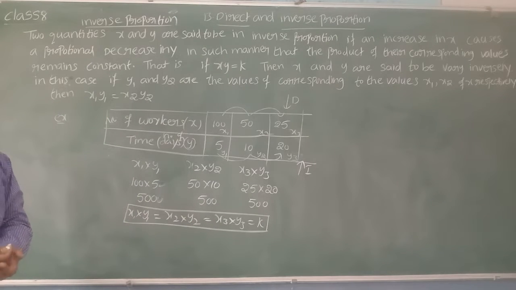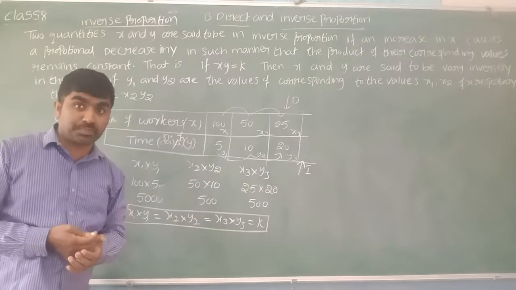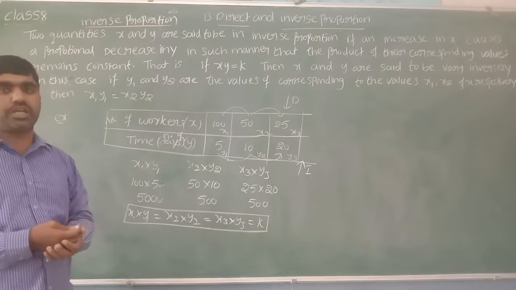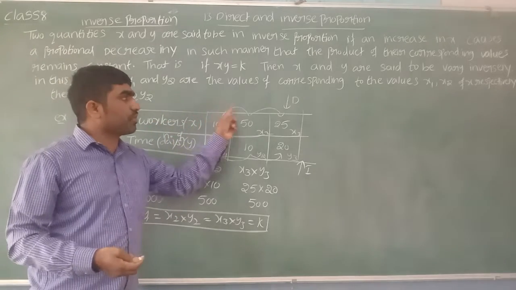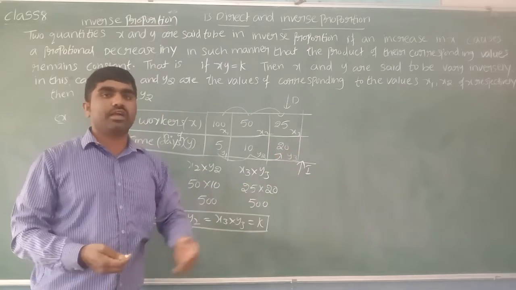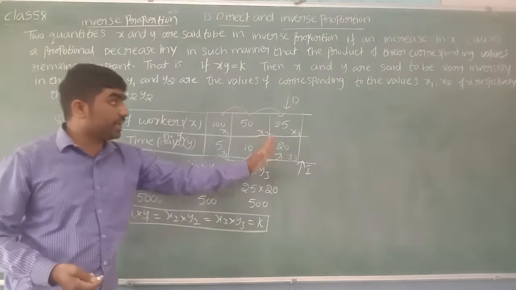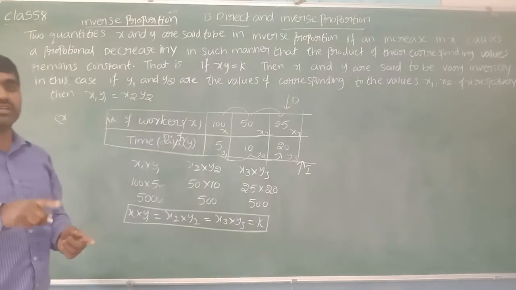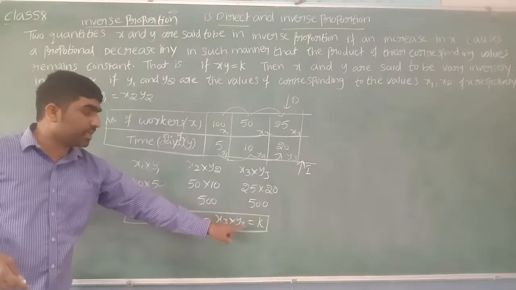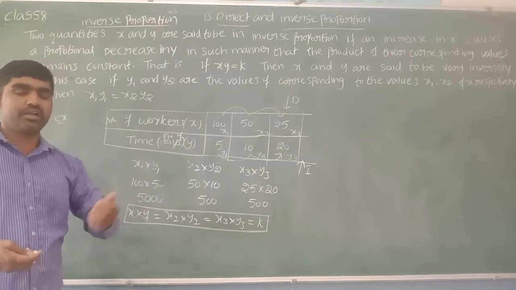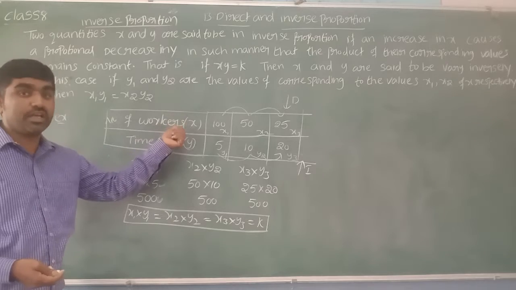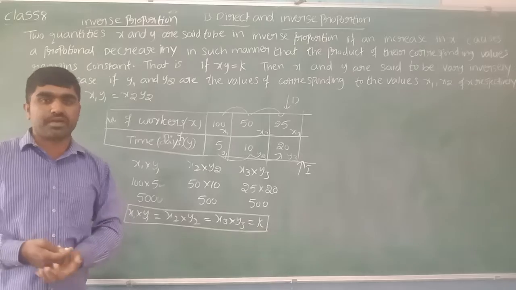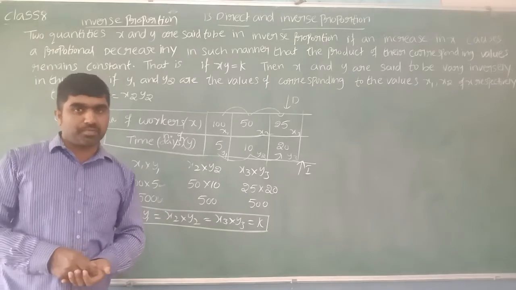Hope it is clear. Two quantities are said to be in inverse proportion if the first quantity is decreasing, the second quantity increases; if the first quantity is increasing, the second quantity decreases. Both vary inversely. In such a case, the product of corresponding values remains the same constant. Then we can say that the first quantity x is inversely proportional to the second quantity y. Let us see some applications based on this inverse proportion.